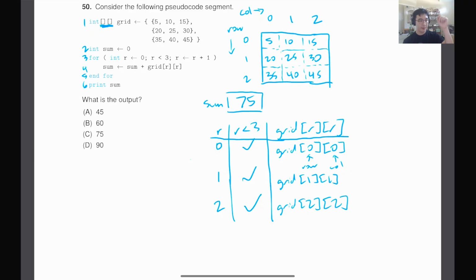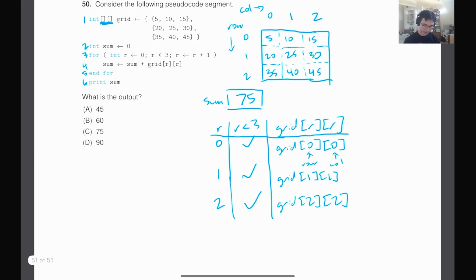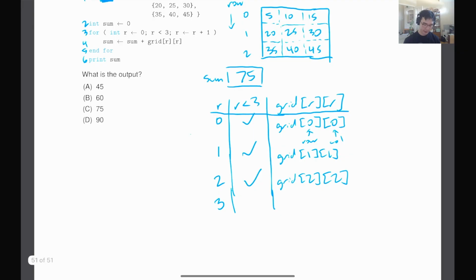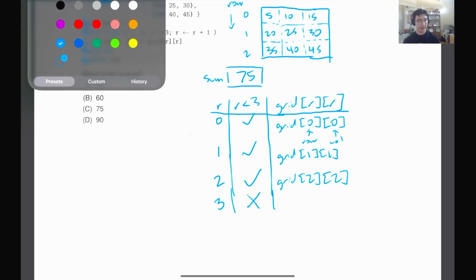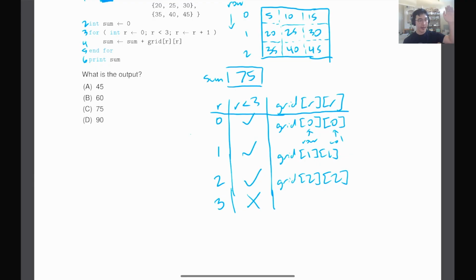I go to line 5. I loop back up, r is now 3. And I ask, is 3 less than 3? That is false. Because the for loop condition is false, I exit the for loop, go to line 5, and now I finish and go to line 6, and I print sum, which is that value of 75.